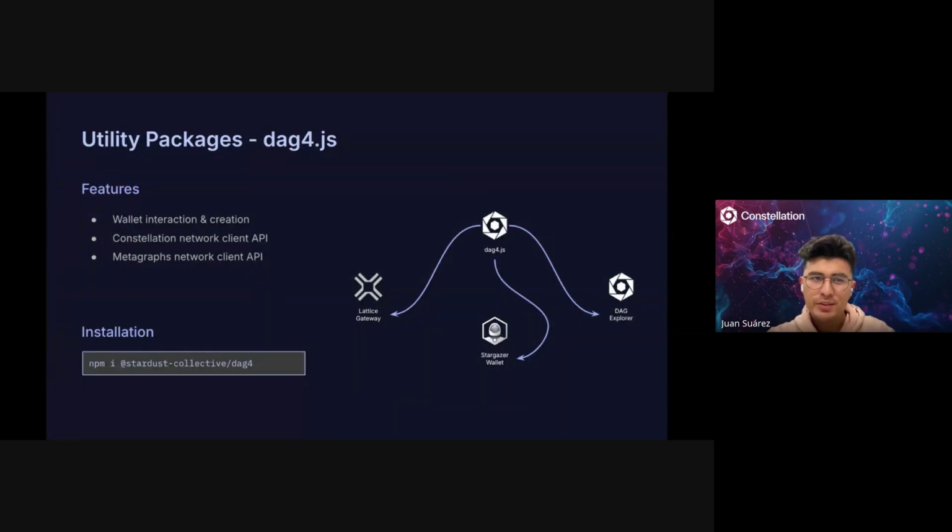Finally, I'll be briefly mentioning our utility packages. In this case, our main utility package is Dag4.js. I'll be covering some of its sub packages and what their functions are right now. Our Dag4.js library is a JavaScript API that connects and interacts with the Constellation Network API and its constructs, like signing or creating wallets or creating private keys. This is the name of the package in the npm repository. We make heavy use of this library in the Lattice Gateway, in Stargazer wallet, and as well on the DAG Explorer site.